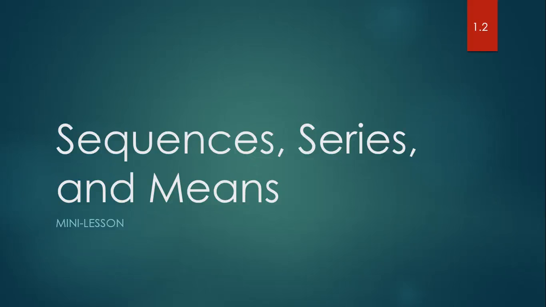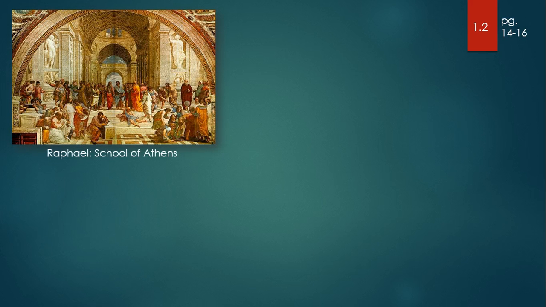Today we're going to look at three different topics. The first is how the Pythagoreans related numbers to music. The second is three different types of number sequences. And the third is three different types of means. So let's start with the Pythagoreans and music.